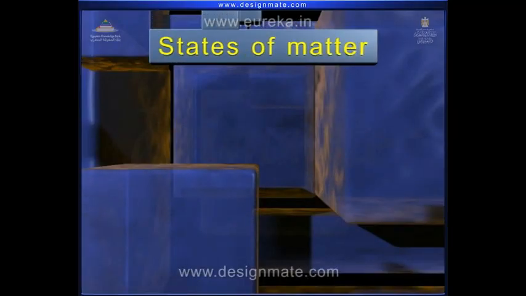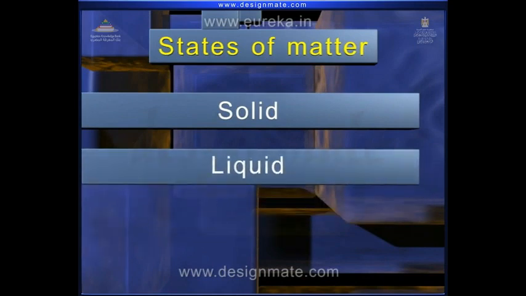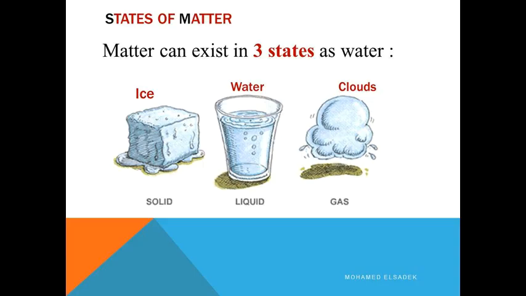Matter exists in 3 different states. 1. Solid. 2. Liquid. 3. Gaseous. Matter can exist in 3 states. In the opposite photo, you can observe that water exists in 3 states, which are number 1, snow, number 2, water, number 3, clouds. What about snow? Snow equals ice, and it is a solid state of matter. Water is a liquid state of matter. And finally, clouds or water vapor is a gaseous state of matter.